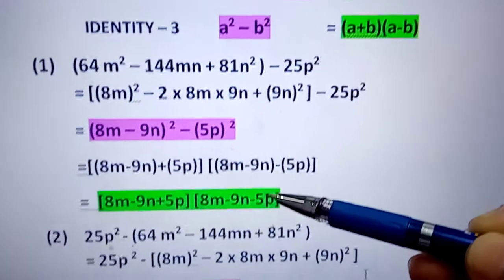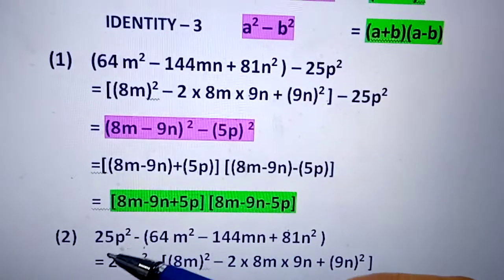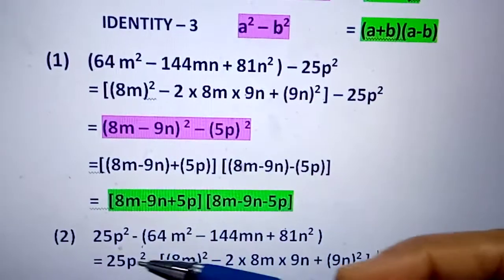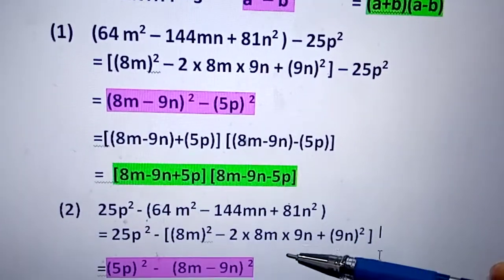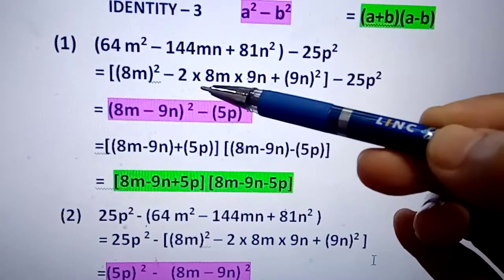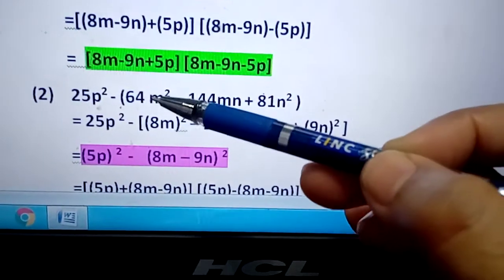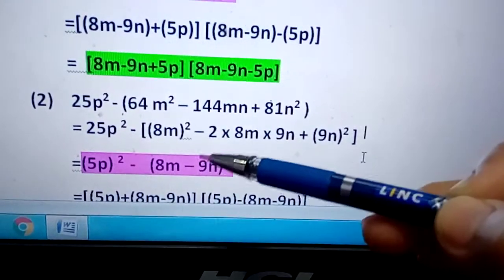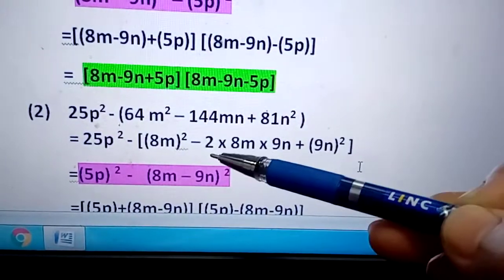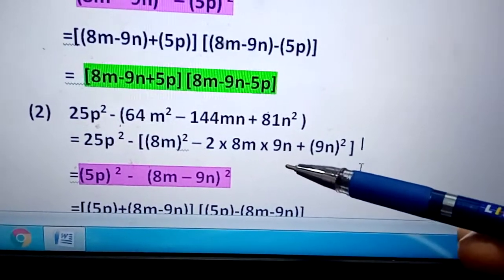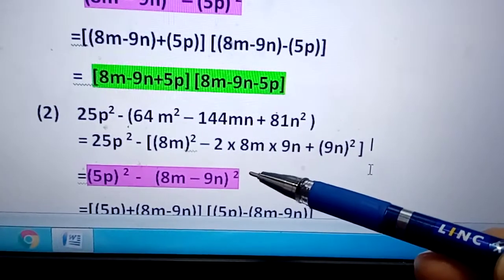But you may also get a question where this 25p square is written first and this part is written next. There also you have to solve this part first. Same thing, whatever you have done here, the same thing you will be doing here also. 64m square can be written as (8m) whole square, 81n square can be written as (9n) whole square, and then the middle part is 2ab in that way. Then a square minus 2ab plus b square can be written as (a minus b) whole square.